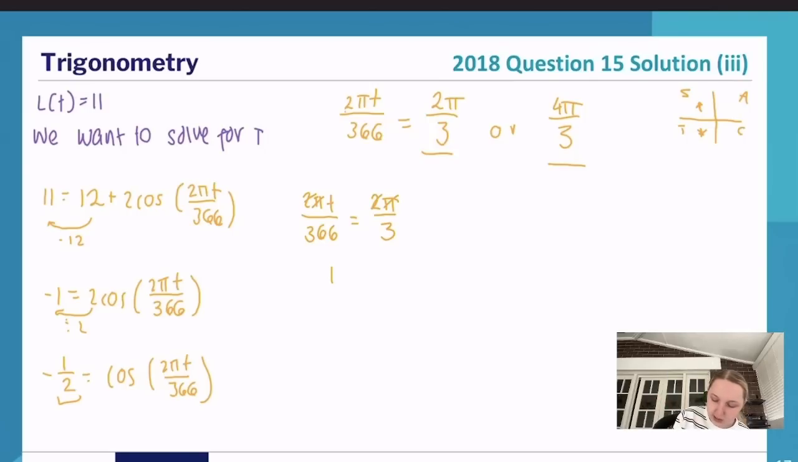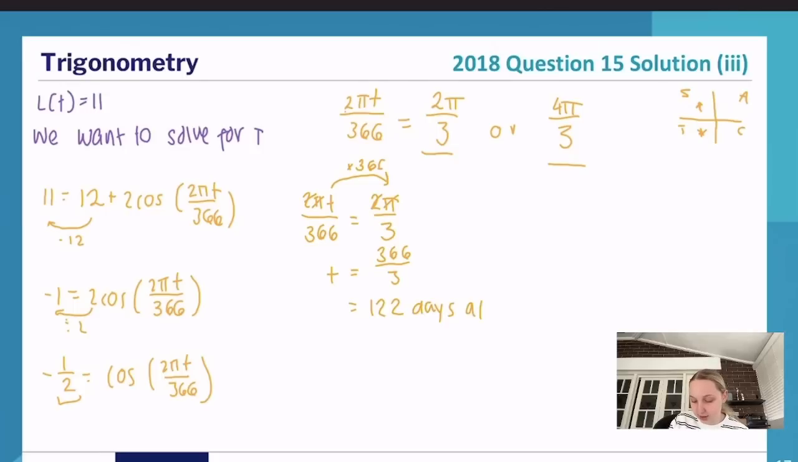Then t is going to equal 366 on 3, if we move all those around properly, because we're going to multiply that 366 across. So then that's why we're going to get 366 on top, and the 3 is still in the denominator. If you work that out, 366 divided by 3 is 122. That's a whole number, so that's pretty good. 122 days.